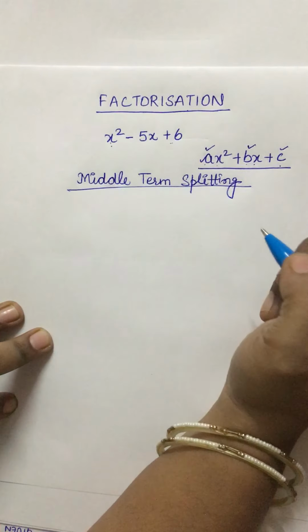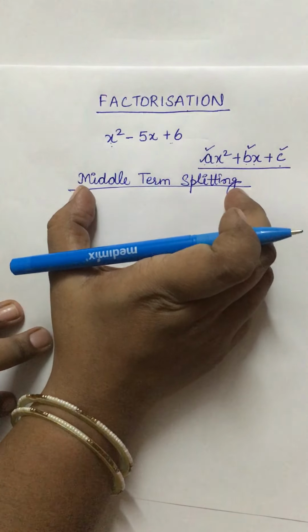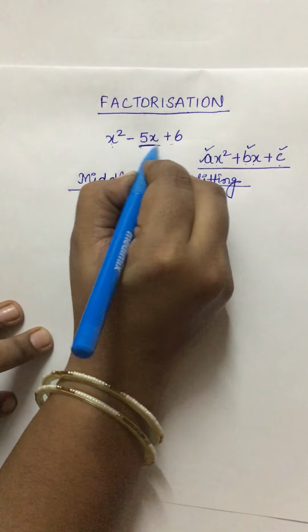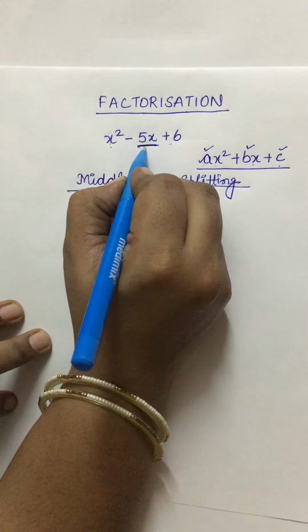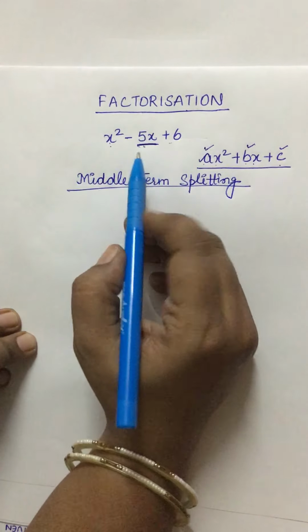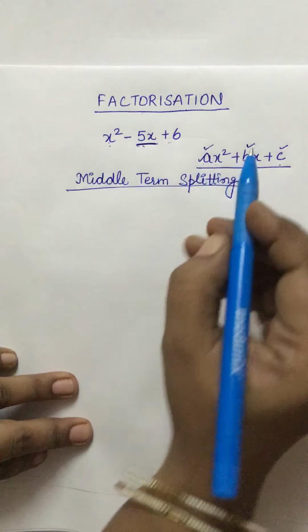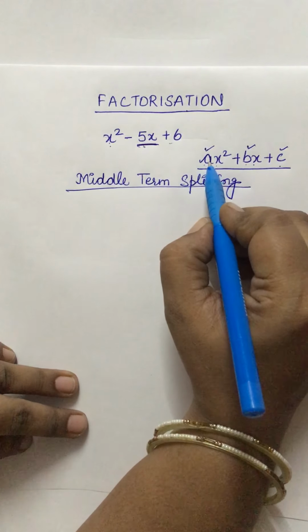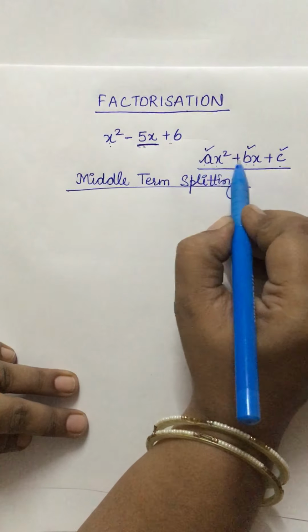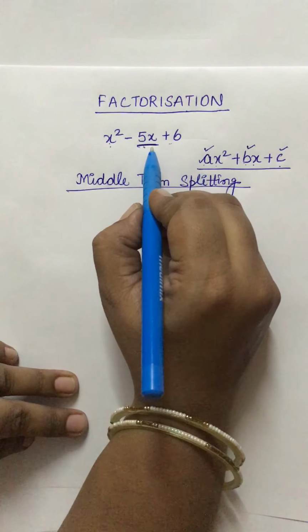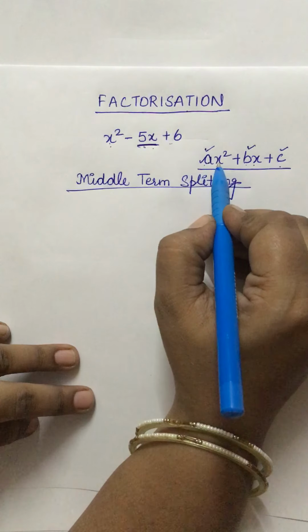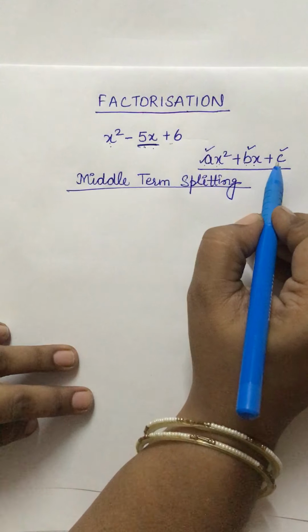Middle term splitting, right? Middle term splitting means, which is the middle term? This. We are going to split this term into 2. So we will obtain 2 factors in that way. Let us see how. It's very easy. First of all, you need to identify what is the value of a, b and c in this polynomial. A means the coefficient of x square, b means the coefficient of x, and c is the constant term.